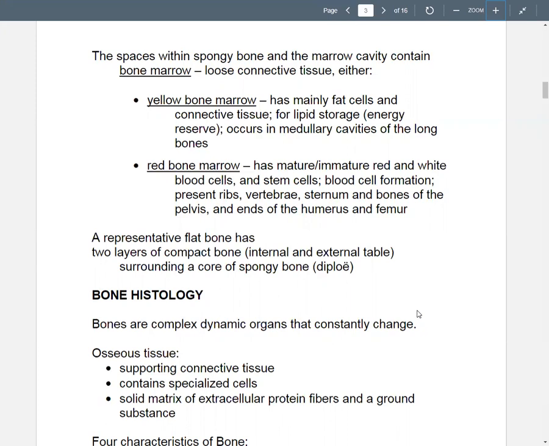But in the medullary cavities of ribs, vertebrae, sternum, your pelvic bones, as well as the ends of your femur and the humerus, you'll have red bone marrow. You'll see mature and immature red and white blood cells there, as well as some stem cells. That's where the blood cells are made.